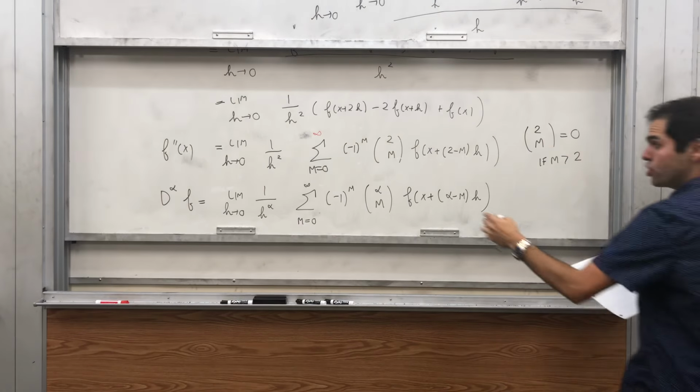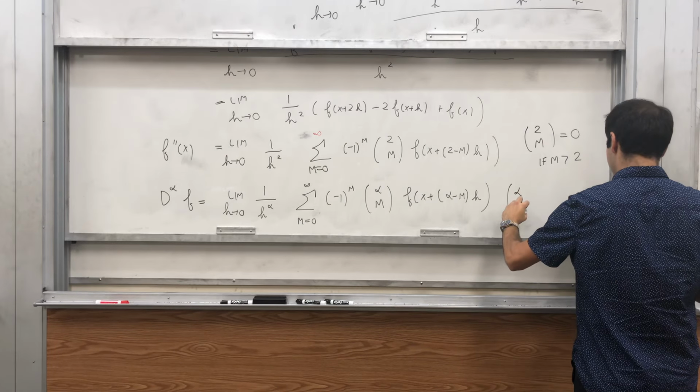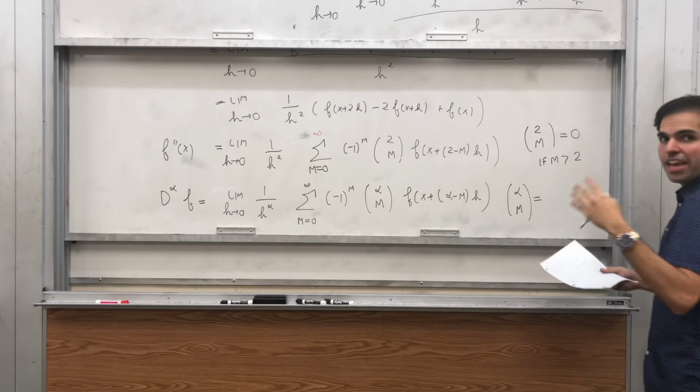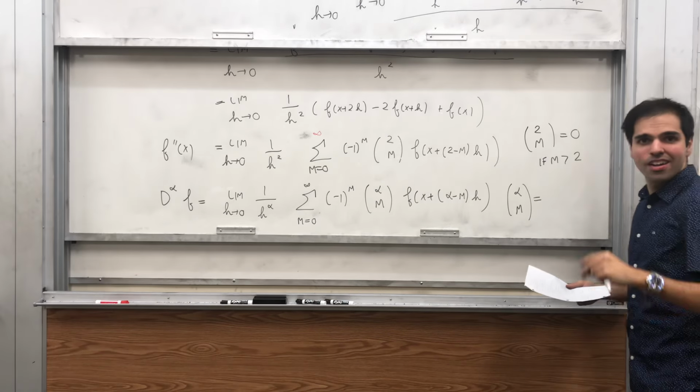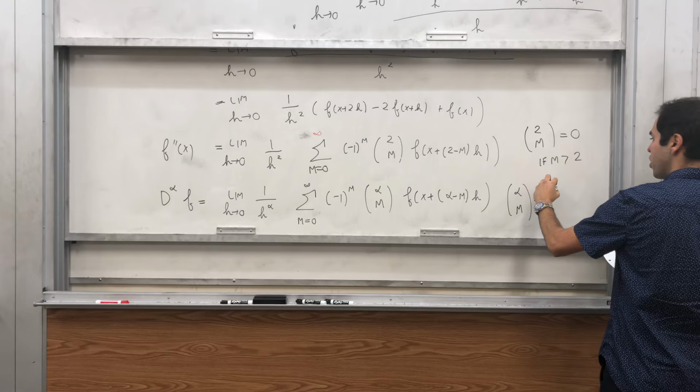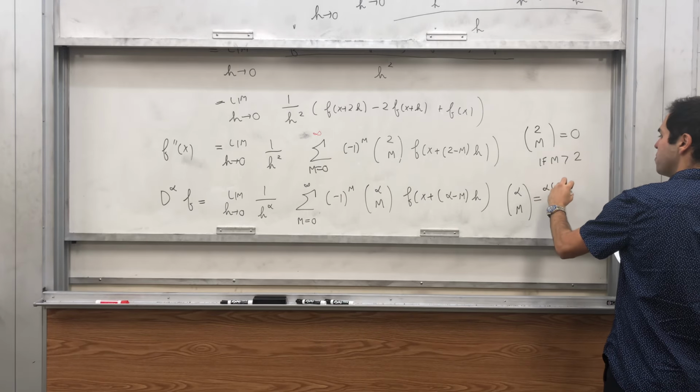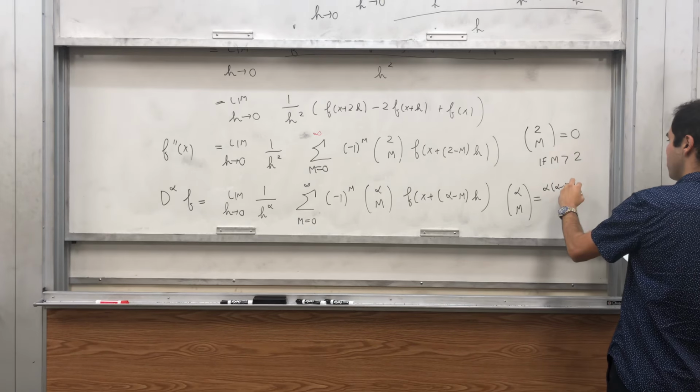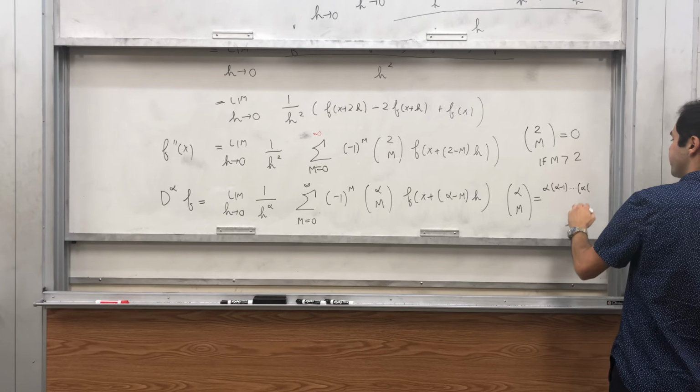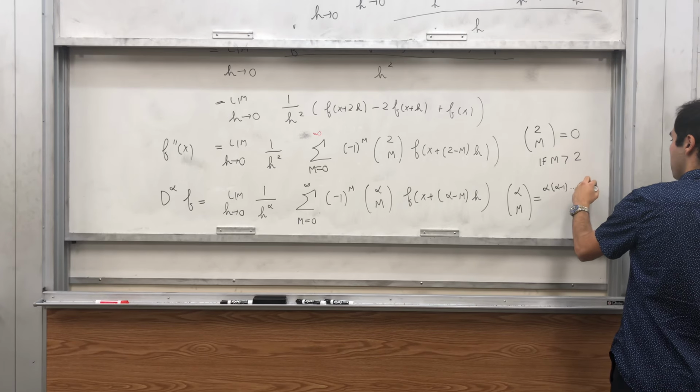And alpha choose m has exactly the same definition as for integers. You just start at alpha and then multiply it by smaller and smaller numbers, but you stop precisely at alpha minus m plus 1.